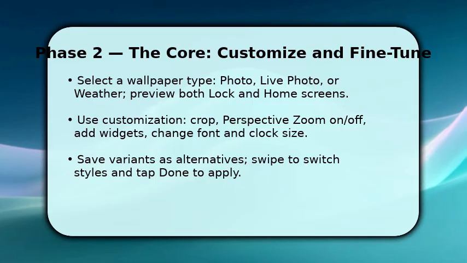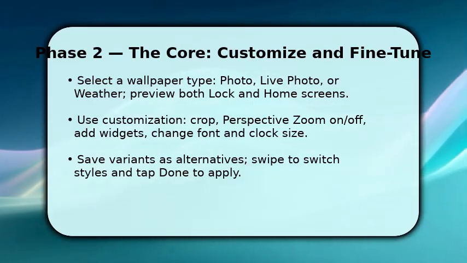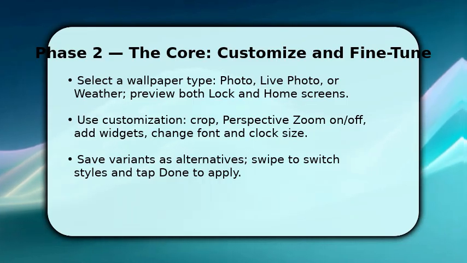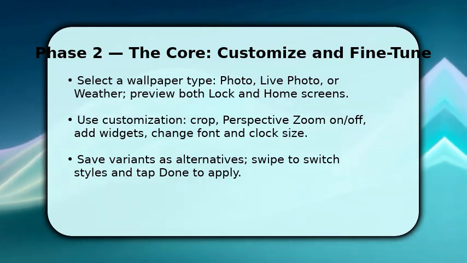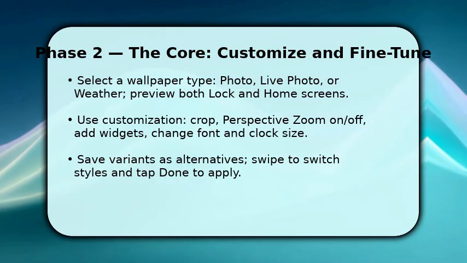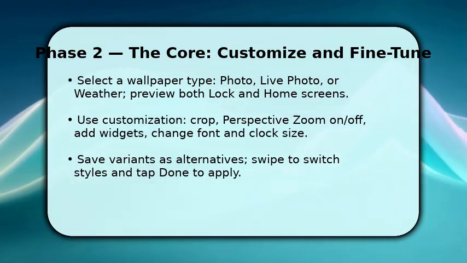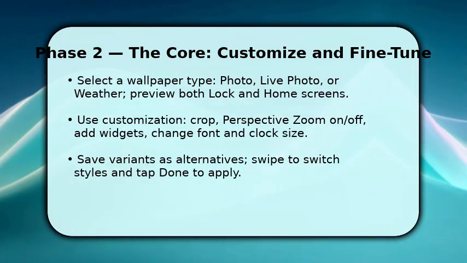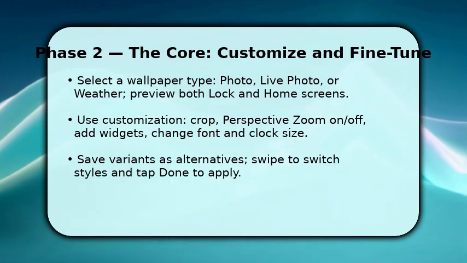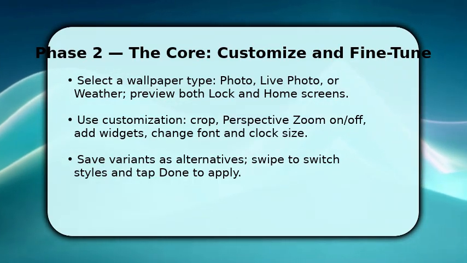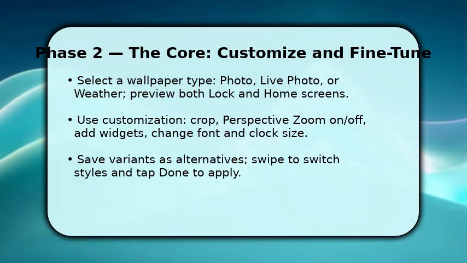Now you choose the wallpaper type, a still photo, live photo, or dynamic option like weather, because each affects motion and battery differently. You'll crop and position the image, toggle perspective zoom if you want parallax motion, and add or edit lock screen widgets for glanceable info. Make deliberate font and clock size changes so time remains legible against your image.